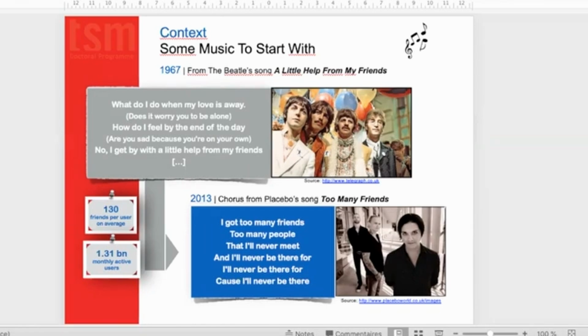So friends were always important, so the concept is not new, but the idea of friends is changing today, and that is why we took a second song to introduce our research. We took the song of Placebo, Too Many Friends.